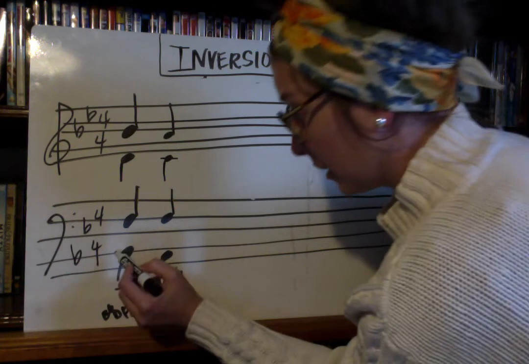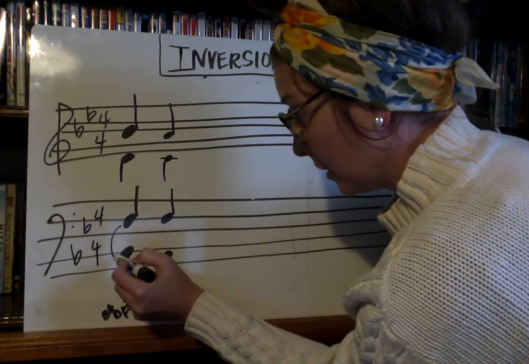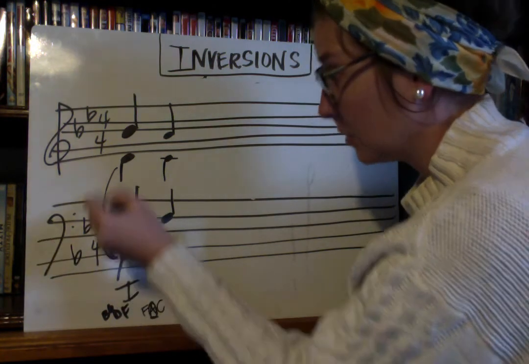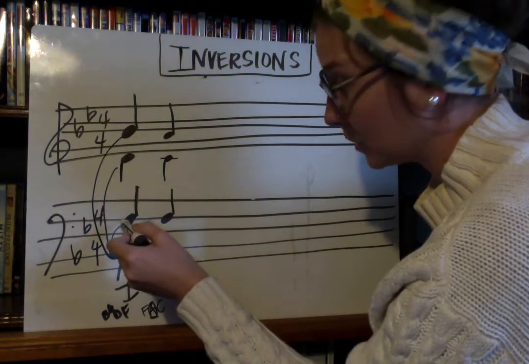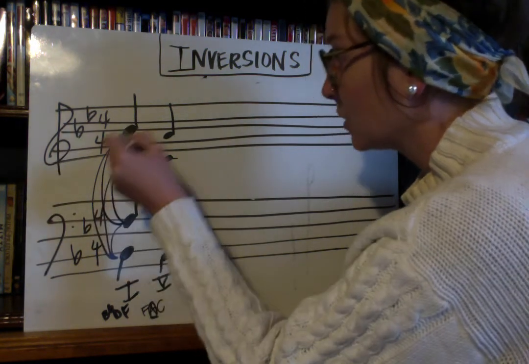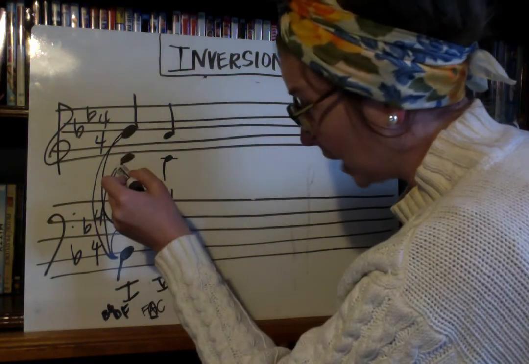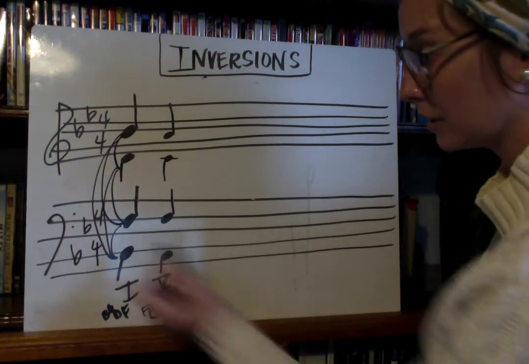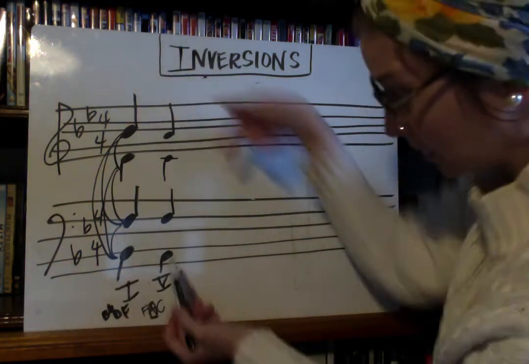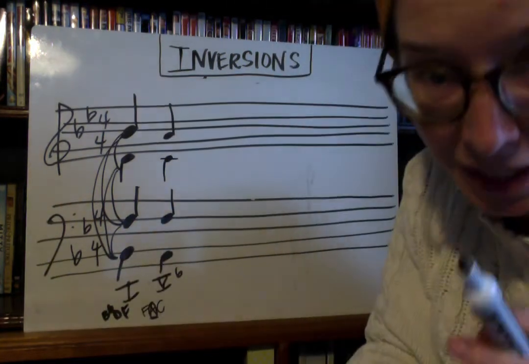So you have to check this note to this note, this note to this note. Are there parallel fifths or parallel octaves? This note to this note, okay? And then you have to do the tenors to the altos, and then the tenors to the sopranos. And then you have to do the altos to the sopranos, okay? See how you have to check every note to every note going to the next one, okay? Do you understand?